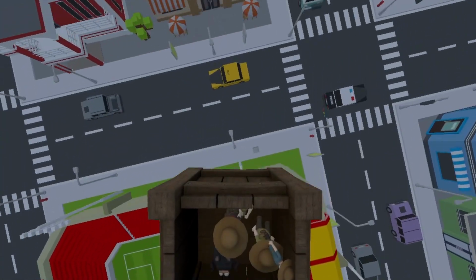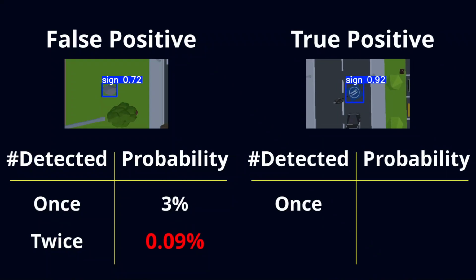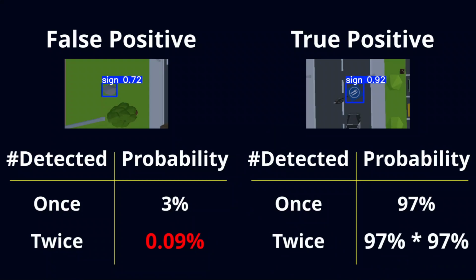Let's think about the solution in a more statistical manner. The probability of a false positive being detected once is 3%, and the probability of the same thing being classified twice as a false positive is 3% multiplied by 3%. Almost zero. Now, for a true positive, the probability of detecting something once is 97%, and the probability of the same thing being classified twice as a true positive is 97% multiplied by 97%, which is 94%. I hope you got the idea of our solution.